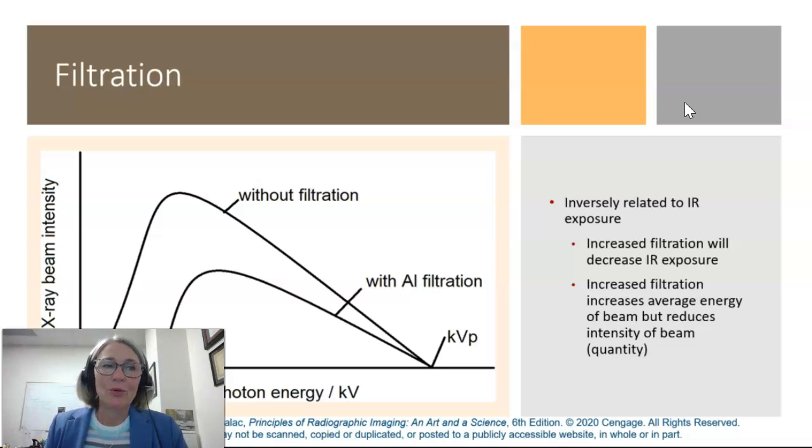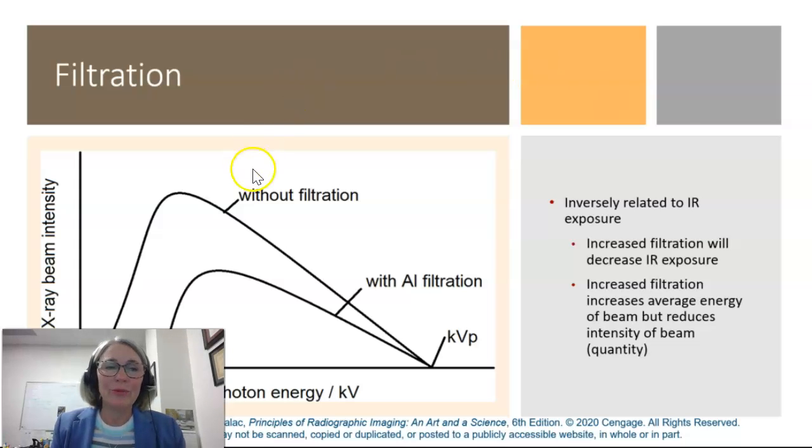Filtration. So if we're looking at filtration, it's inversely related to IR exposure. So the higher you go with filtration, so up with your filtration, you go down with your exposure, right, on your IR. So increased filtration will decrease IR exposure. Increased filtration will increase the average energy of the beam, but reduces the intensity or the quantity.